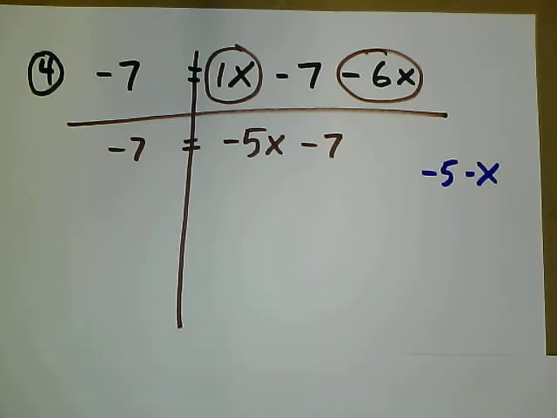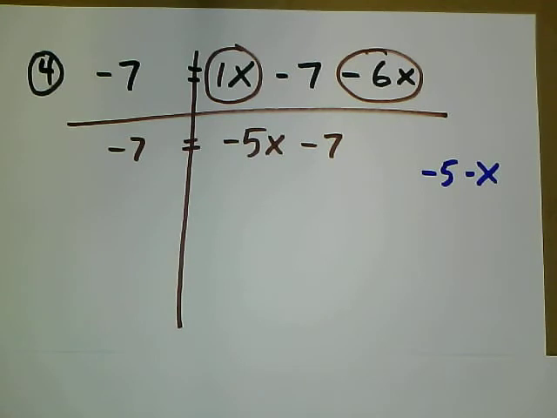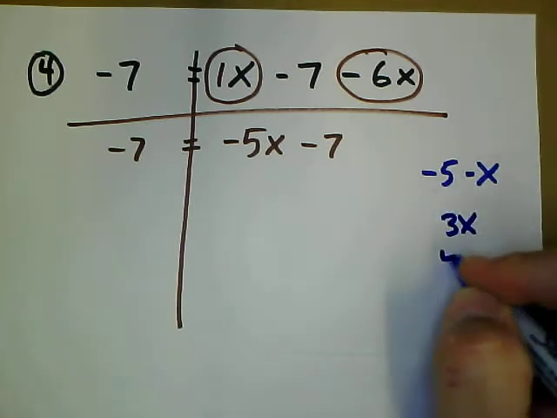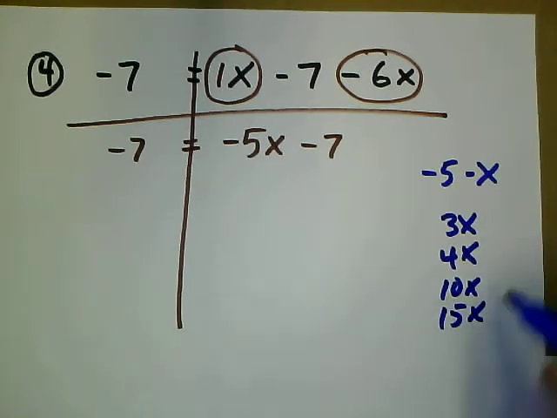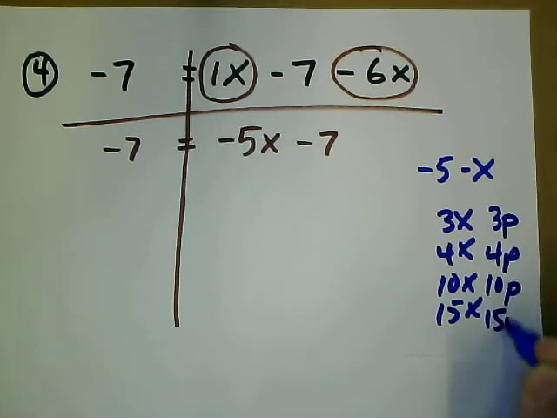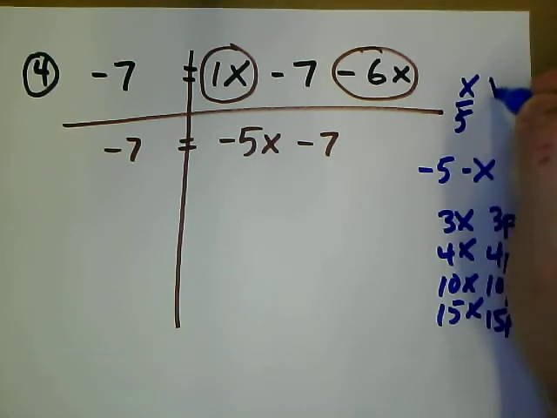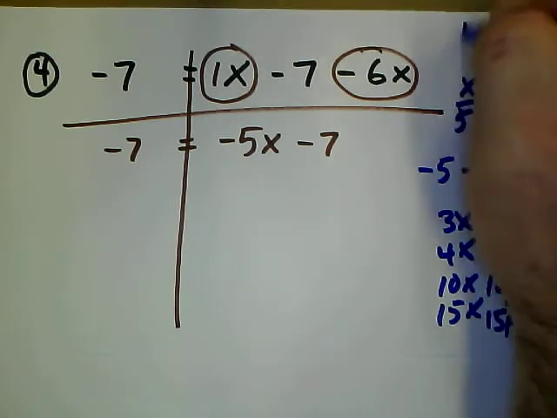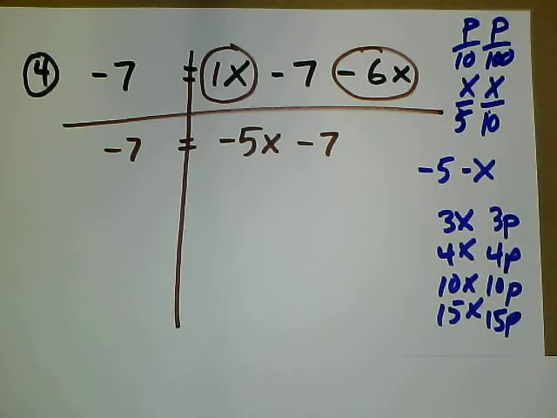What is it always when it's attached to the x? This is negative 5 times x. Every single time that it is attached to it, it is multiplication. 3 times x, 4 times x, 10 times x, 15 times x. 3 times p, 4 times p, 10 times p, 15 times p. X divided by 5, x divided by 10, p divided by 10, p divided by 100. It doesn't matter. Those are what we look at.